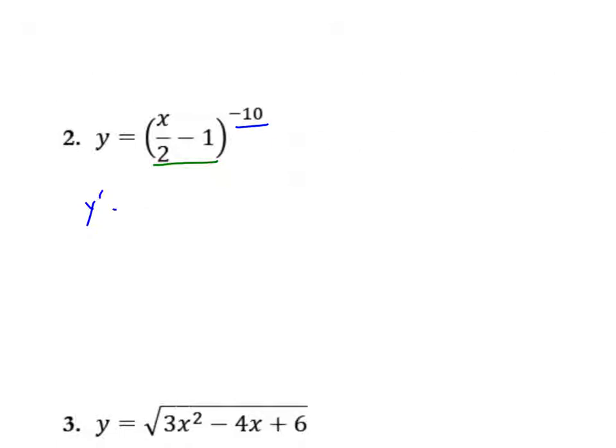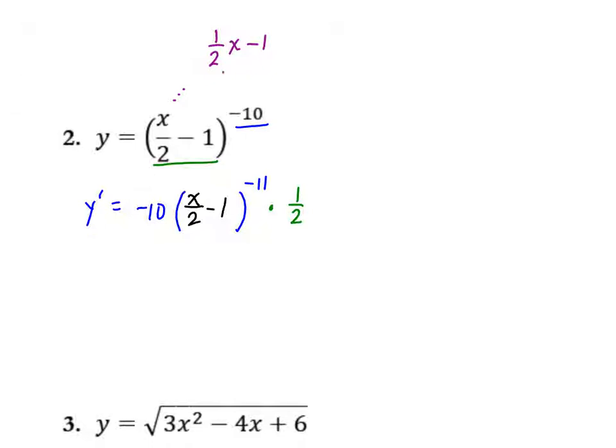Y prime is negative 10 times the inside stuff to the negative 11, right? Negative 10 minus 1 power. The inside stays the same, don't touch it. Remember, you're holding it down with your thumb, and then multiply by the derivative of the inside, which in this case, the derivative of x over 2 minus 1 is 1 over 2 by the power rule. So if you're still thinking about that, I really hope you've done enough practice that you're not having to think too much and this is becoming more automatic. But that's the inside function.